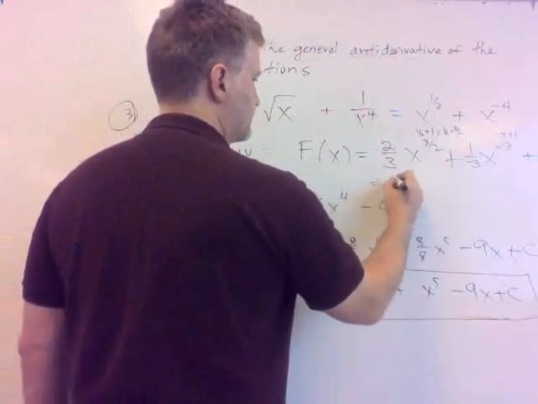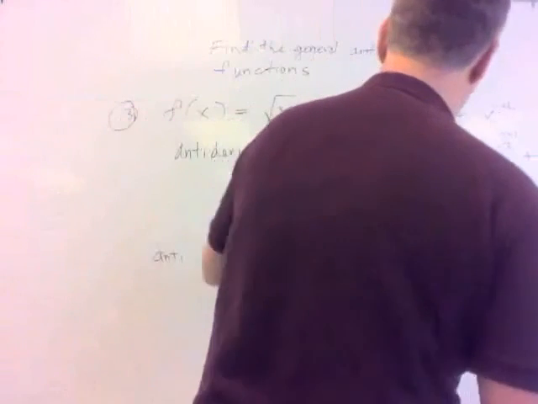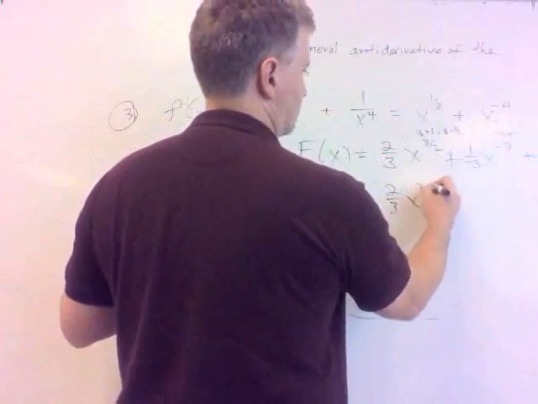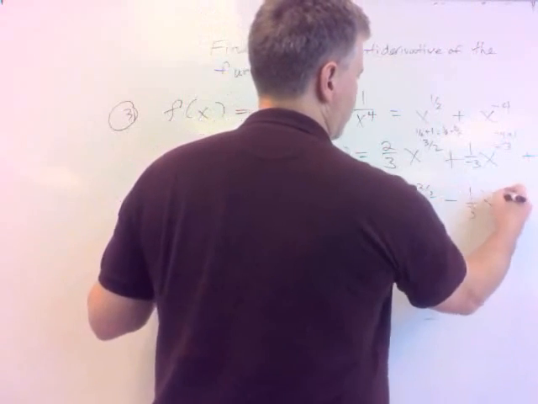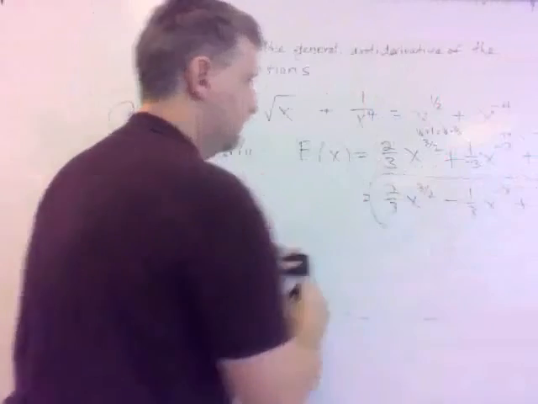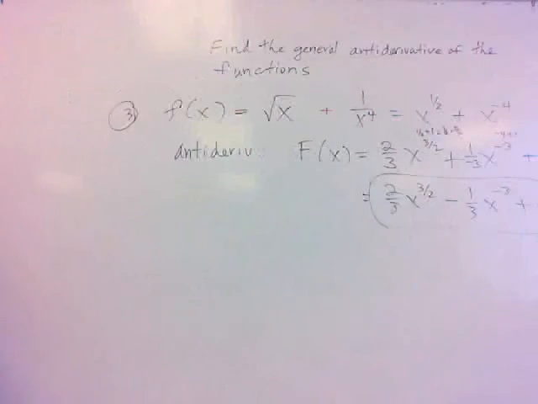So it's 2/3 x to the 3/2 minus 1/3 x to the -3 plus c, and you could write the negative power, flip it over if you wanted to. I choose not to. Okay.